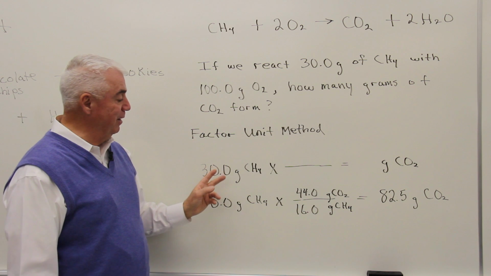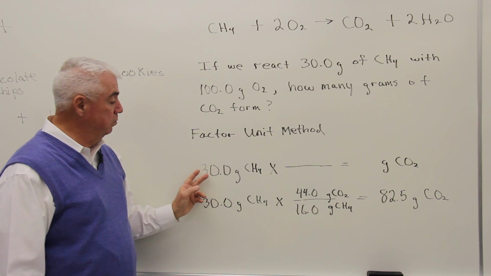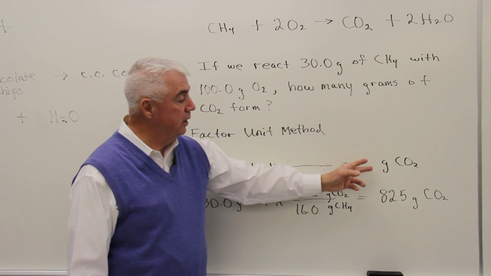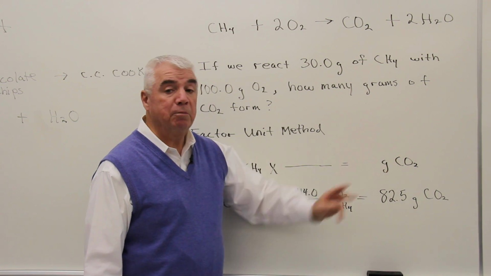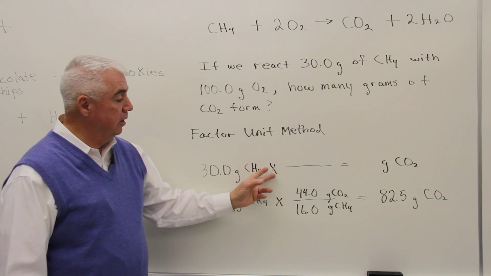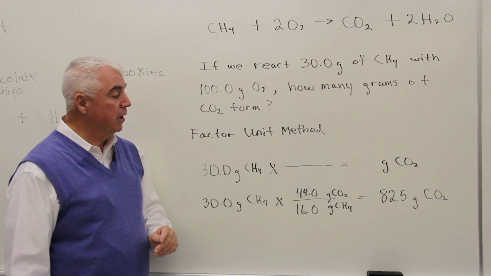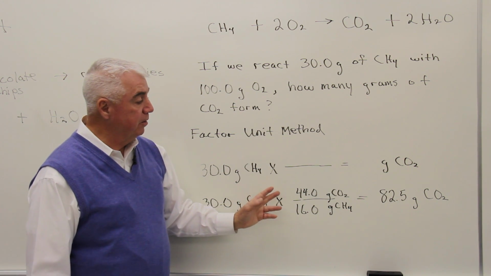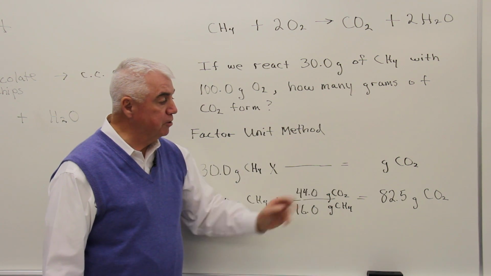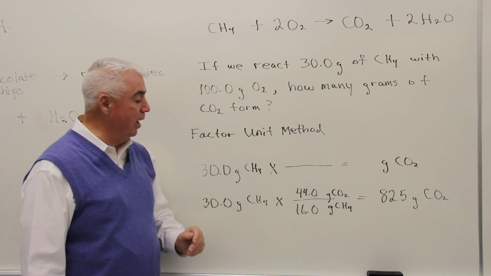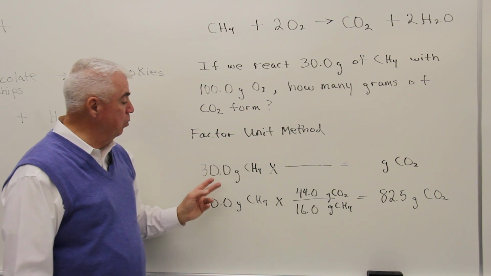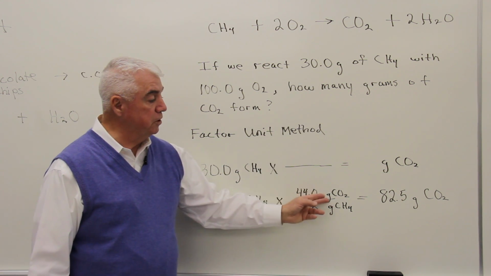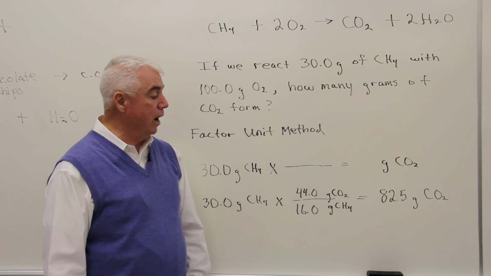Using the factor unit method, step one, we'll write down the number that's given and its unit, 30 grams of methane. Step two, we'd like to know grams of carbon dioxide. I've left space for a factor. And it's always true, as we work these in one step, that the unit of the answer, grams of carbon dioxide, will be up here in the numerator. Grams of methane will be down in the denominator, so that as we multiply, it cancels, and we're left with the unit that we're after.